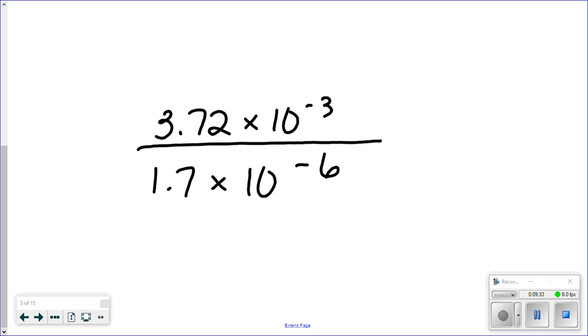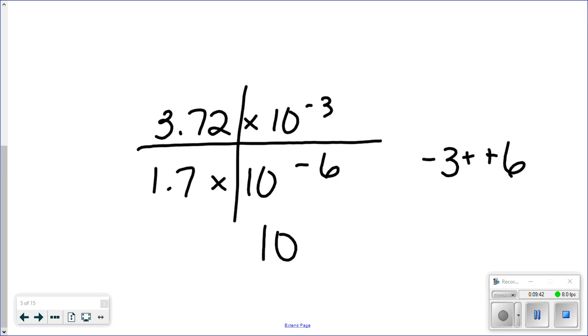Okay, so let's say you have something like this. Then you actually have to do probably keep, change: negative 3 minus negative 6. So it's going to be 10 to the 3rd. So you might come up with negative exponents that you might have to worry about using keep, change for. And then you can do your 3.72 divided by 1.7.